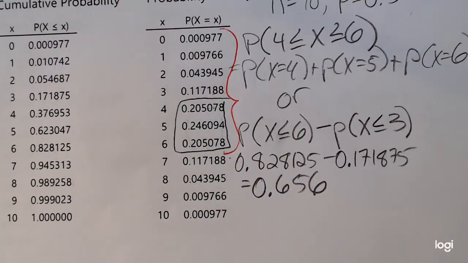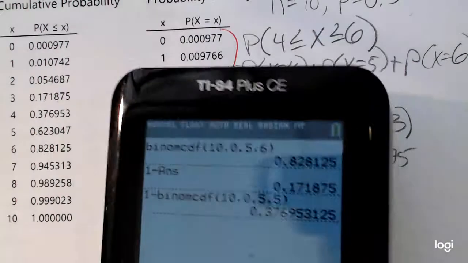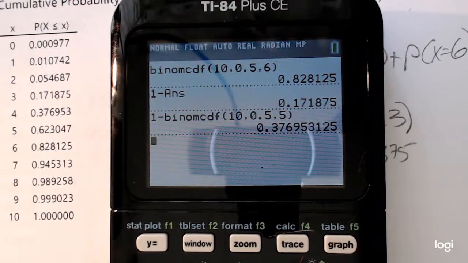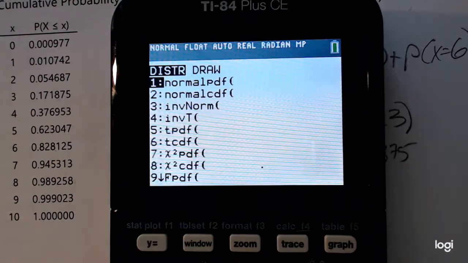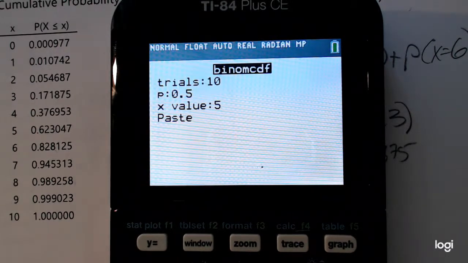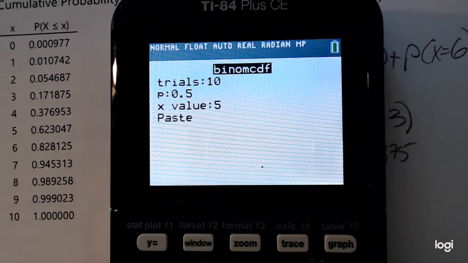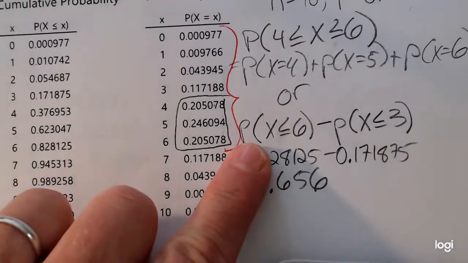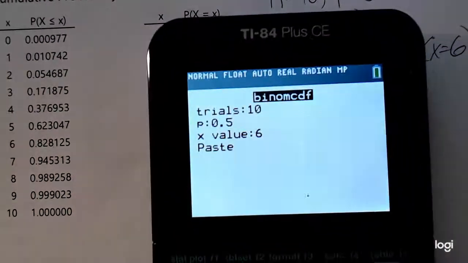Using the binomial CDF function in the calculator, I can put this in as few steps as possible. Again, going to my distribution menu, scrolling to binomial CDF. The number of births is 10. Assuming boys and girls are equally likely, the probability of success is 0.5. And my first x value that I'm stopping at is 6. Okay, so I want to find the probability x is less than or equal to 6.